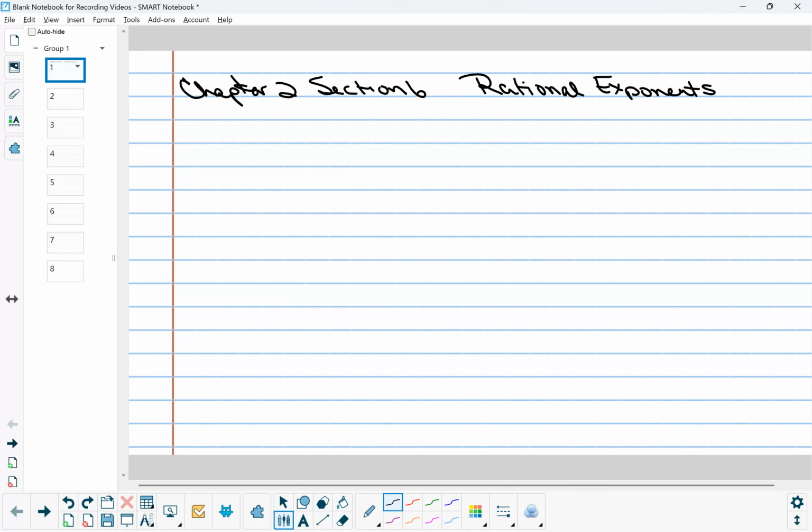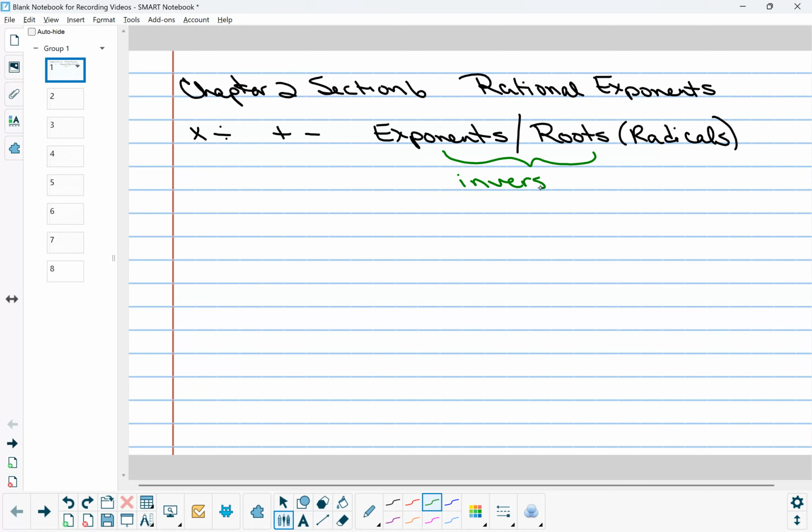Okay, so there's some things that you should know if you don't already know. You know how multiplication and division are opposites of each other? Addition and subtraction are opposites of each other. Well, exponents and roots or radicals are also opposites of each other. So these are inverse operations. Okay. So you can undo a root with an exponent, or you can undo an exponent with a root, right?